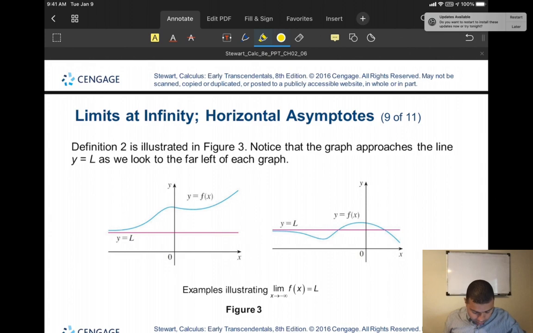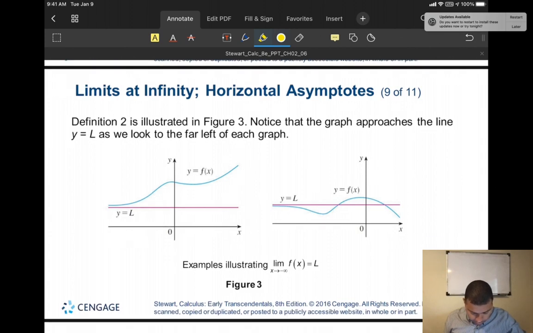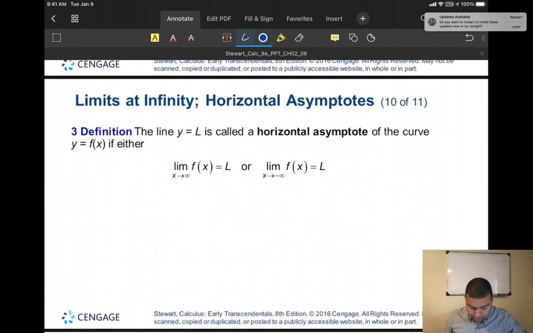Definition 2, again, is showing us that what happens to the right side doesn't matter for us now. Now we're looking at what happens on the left side, because we're saying x approaches minus infinity. But we want the same type of behavior that we wanted for the other example, as long as it's to the left side now. And there you go, there's the definition.